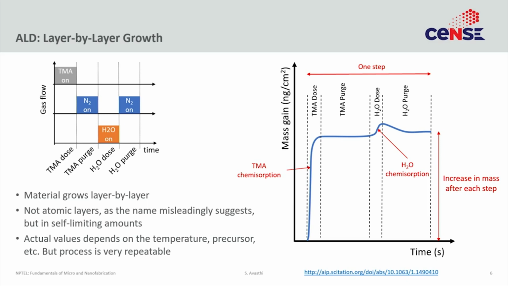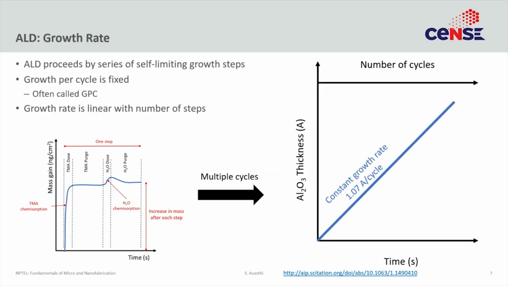The exact details of course depend upon the temperature of the substrate and the precursor that you are using, but overall the great news is the process is very repeatable. So when you are doing multiple cycles, each cycle does essentially the same thing. So overall the whole process is extremely repeatable and linear. I'll show you an example of what I mean by that.